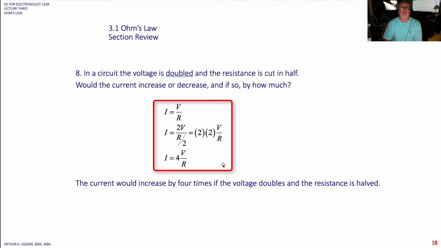If the voltage is doubled and the resistance is cut in half, again, you can look through the relationship. Just apply the values to the relationship. Double the voltage, half the resistance. Gather your terms. So now we have 4 times the voltage divided by the resistance. The current would increase by 4 times if the voltage doubles and the resistance is halved.